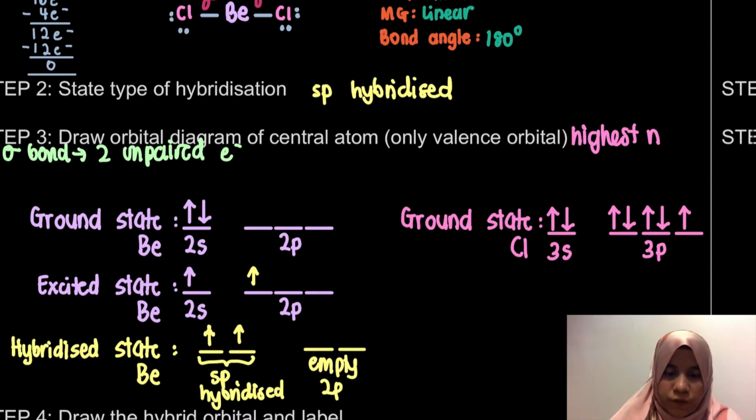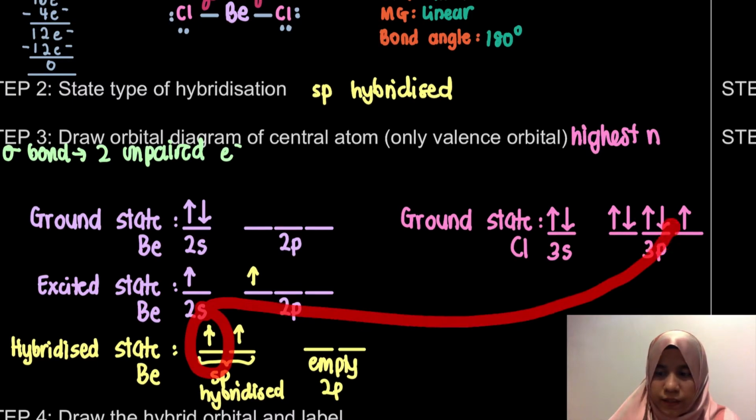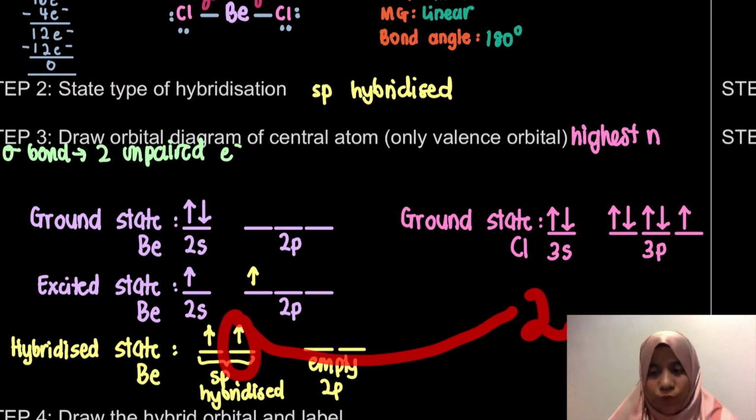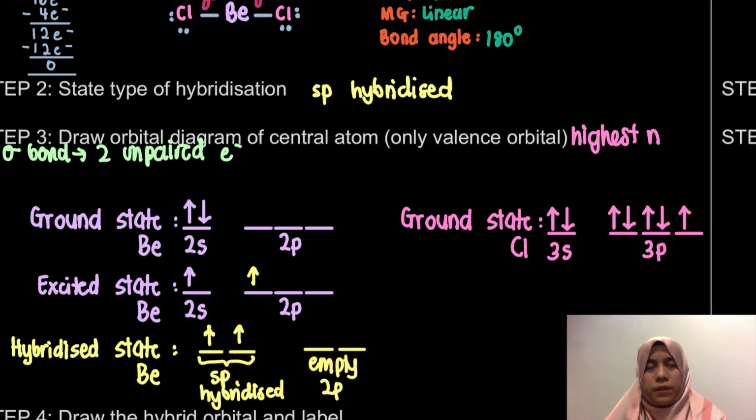Okay, one of the electrons here will hybridize, will overlap with our 3p. Okay, the other one will hybridize with the unpaired electron of our chlorine number 2. Okay, so this is only the step, the way to hybridize it.